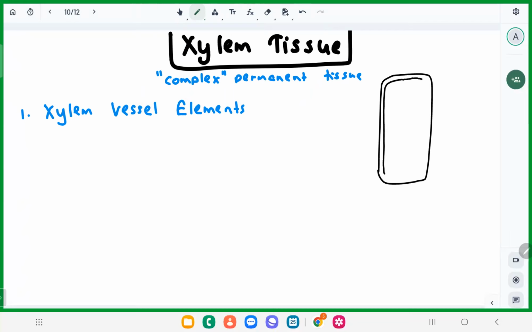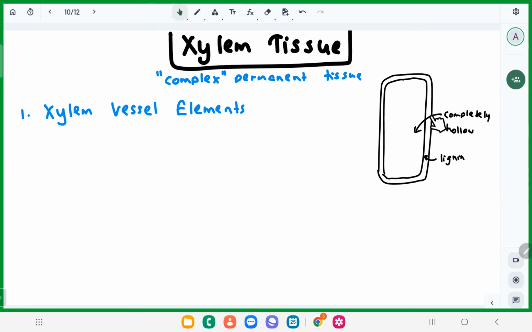But the inside of the cell is completely empty. It's completely hollow inside the cell. There's nothing inside the xylem vessel element, okay? The cell wall of the xylem vessel element also has that very hard substance called lignin. So that is one unique feature of the xylem vessel element, the fact that the inside of the cell is completely empty. There's no nucleus, there's no cytoplasm, there's not a single organelle inside it.